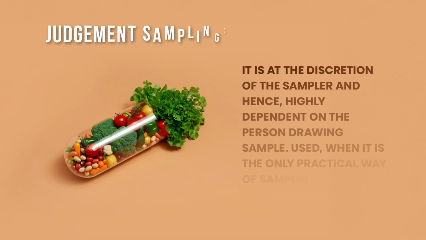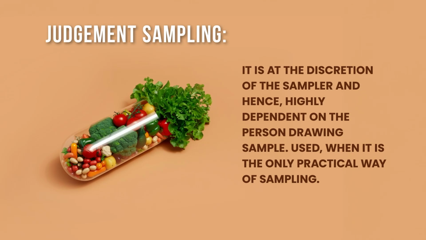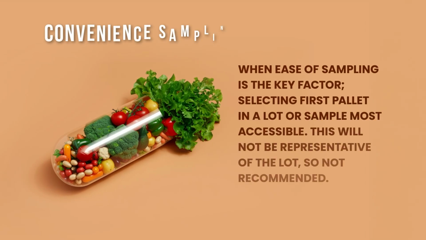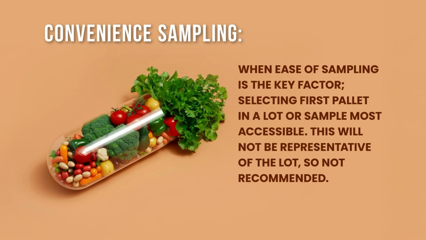Judgment sampling is similar to what we have just said, where it is highly dependent on the person drawing the sample. It is up to his judgment which sample is to be drawn, because we are doing non-probability sampling. The same thing is convenience sampling. We pick up what is convenient to sample to find out about the lot. This again is non-probability sampling depending on our requirement.